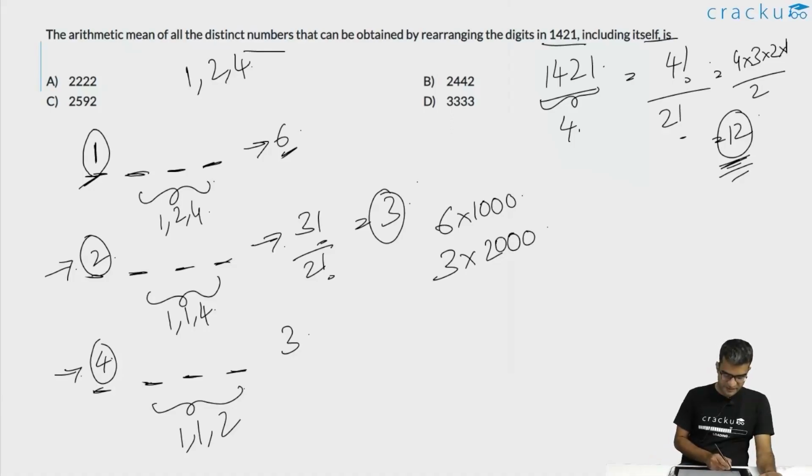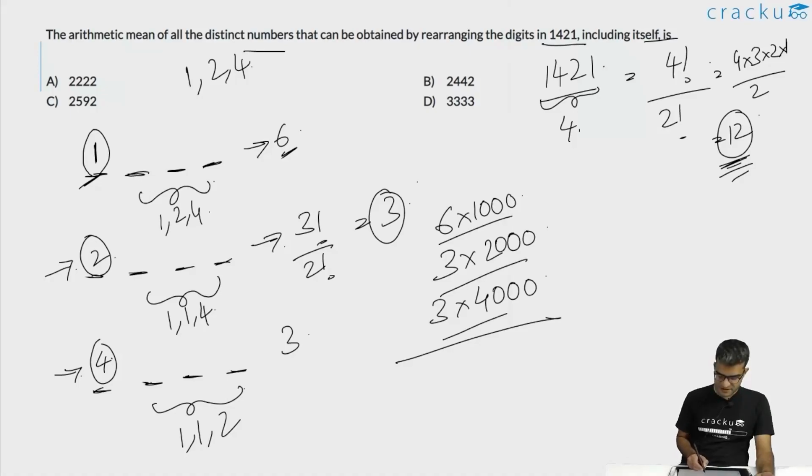And the 3 numbers which have 4 in the thousands place will contribute 3 into 4000. This is equal to 6000 plus 6000 plus 12000, which is equal to 24000. This is if you are looking only at the thousands place.